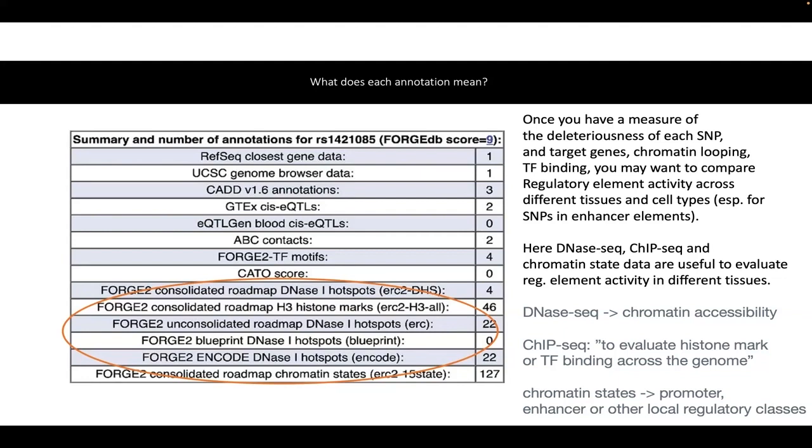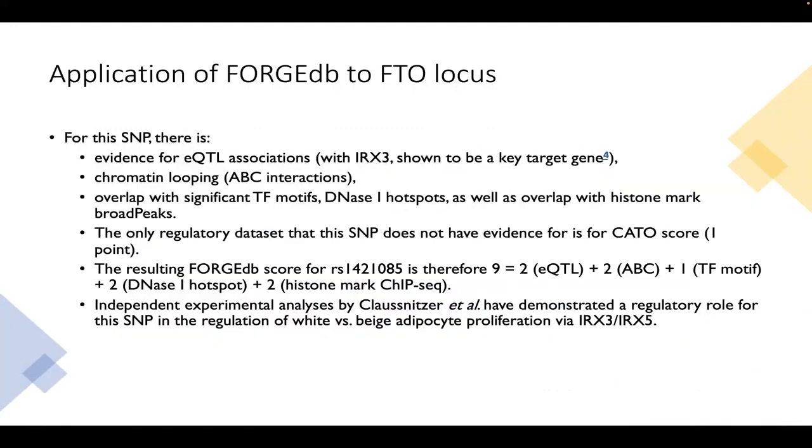And then the last 2 lines of experimental evidence are DNA accessibility. It's a very good predictive function. So any presence of DNA hotspots, DNA accessibility, is a 2.